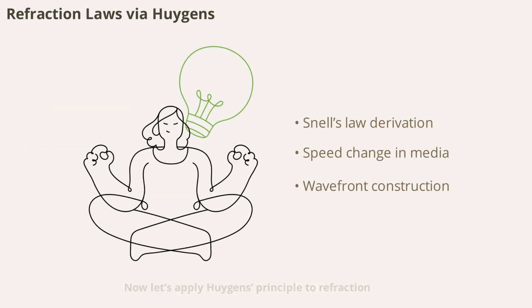Now let's apply Huygens' principle to refraction. When a wavefront passes from one medium to another, such as air to glass, the speed of light changes. Each point on the wavefront still acts as a source of secondary wavelets, but these wavelets travel at different speeds in the new medium. By constructing the new wavefront, we can derive Snell's law, which relates the angles of incidence and refraction to the speeds of light in the two media. This elegantly explains why light bends when entering water or glass.